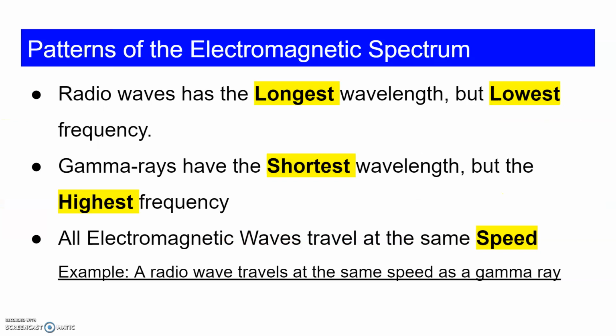So we talked about patterns. Once again, radio waves have the longest wavelength but the lowest frequency. Gamma rays have the shortest wavelength but the highest frequency. And all electromagnetic waves travel at the same speed. This is very important. All electromagnetic waves travel at the same speed. So a radio wave travels at the same speed as a gamma ray. They all travel at the same speed.